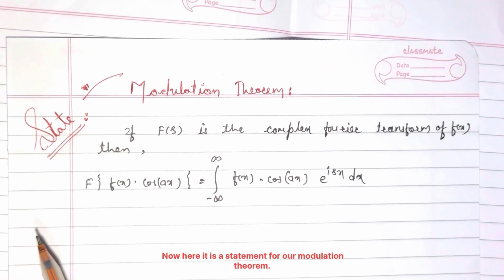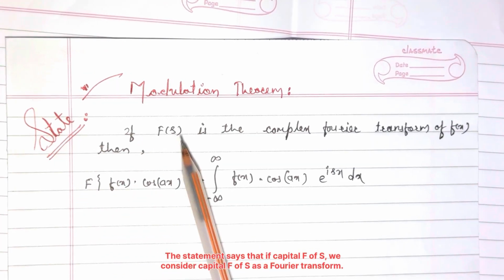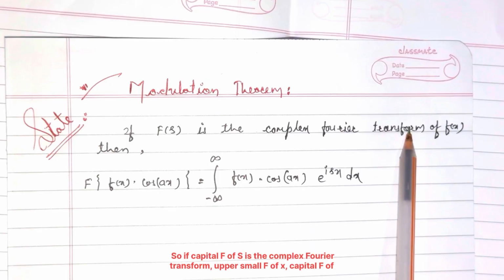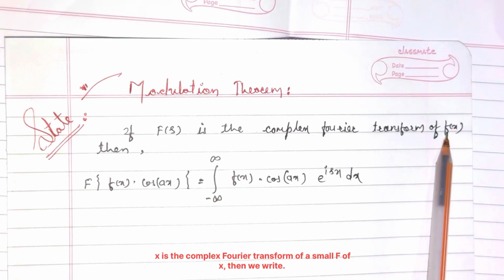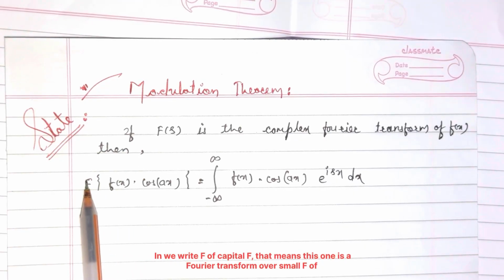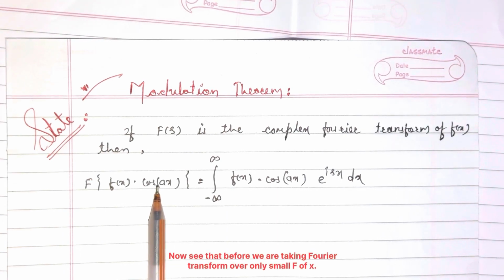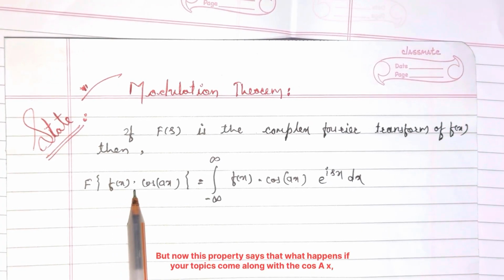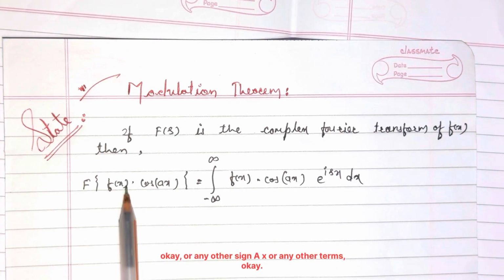Now here is the statement of the modulation theorem. It says that if capital F of s is the complex Fourier transform of a small f of x, then we write the Fourier transform of small f of x into cos ax. Before, we were taking the Fourier transform over only small f of x, but now this property says what happens if f of x comes along with cos ax, or sin ax, or any other terms.